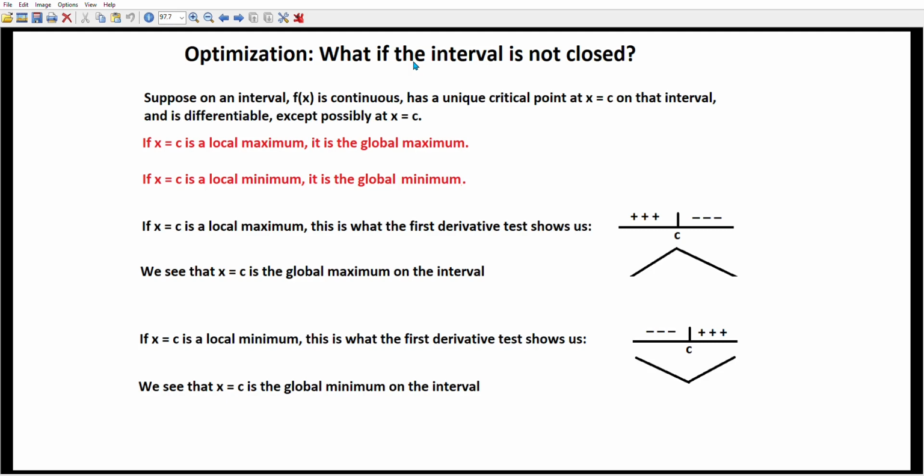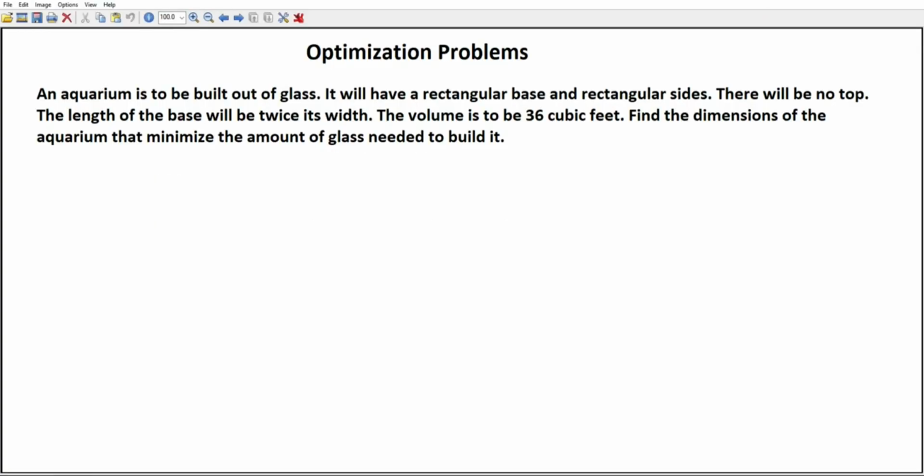An aquarium is to be built out of glass. It will have a rectangular base and rectangular sides. There will be no top. The length of the base will be twice its width. The volume is to be 36 cubic feet. Our job is to find the dimensions of the aquarium that minimize the amount of glass needed to build it.